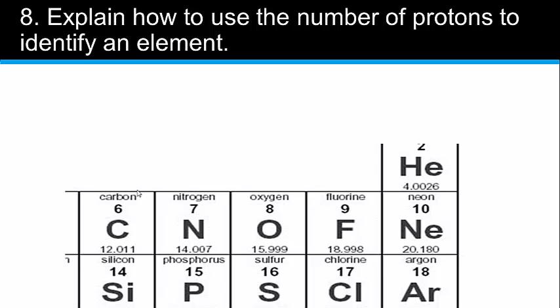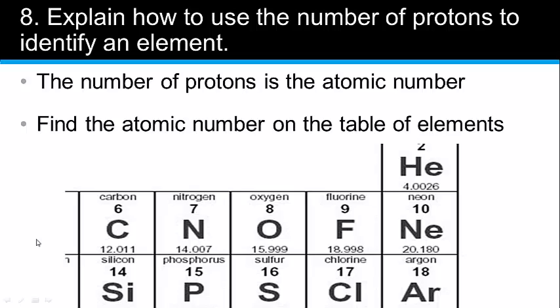Next question asks, how do I use the number of protons to determine the identity of an element? So, the number of protons is the atomic number. So you just find the atomic number on the table of elements. So if I have 8 protons, that means the atomic number is 8, and that matches up to oxygen.